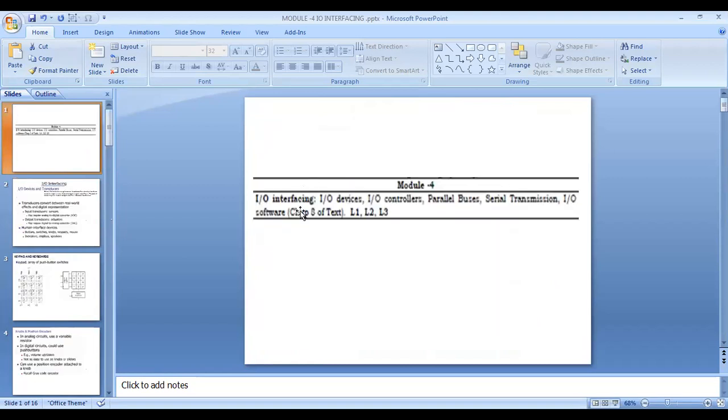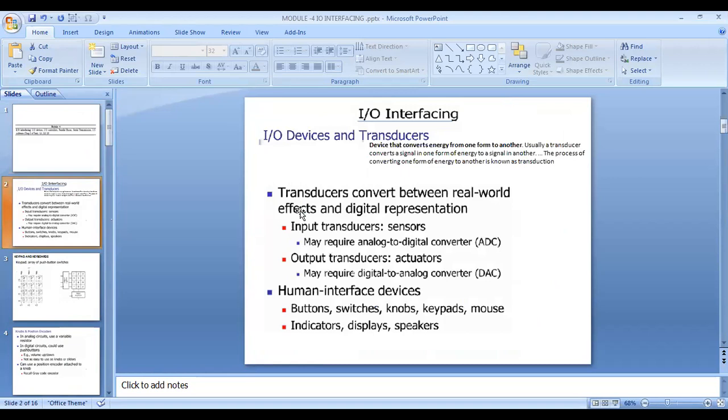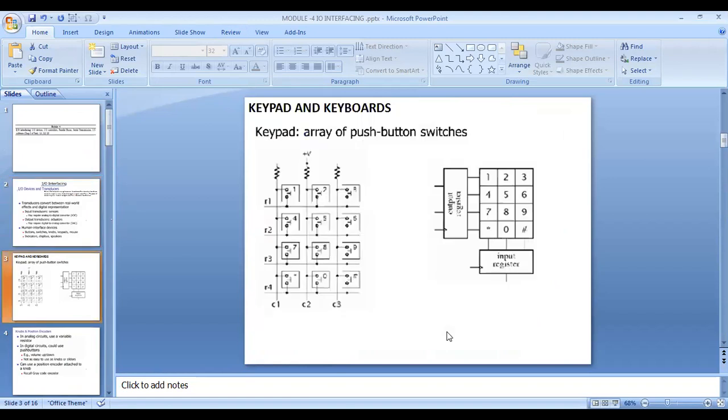Module 4 is IO interfacing. Where we have discussed the meaning of IO interfacing and the meaning of the transducer, along with the types of transducer, input transducer and output transducer. The input transducers are also called sensors and the output transducers are also called actuators, and the use of ADC and DAC, along with some examples of input devices and output devices, and their actual architecture.